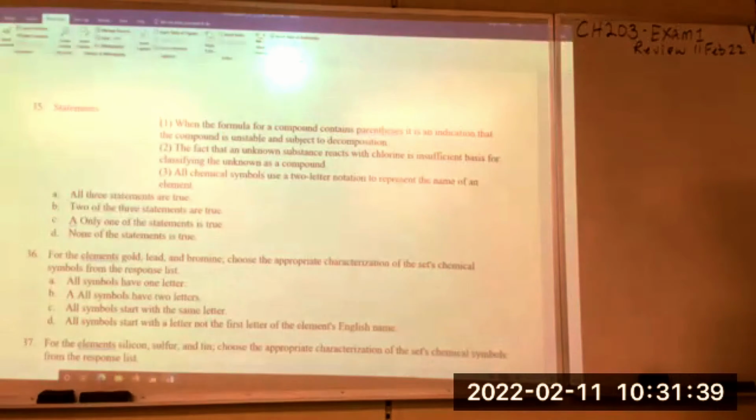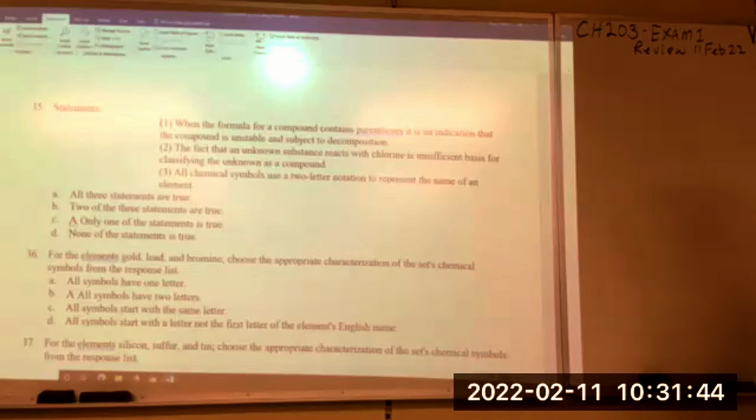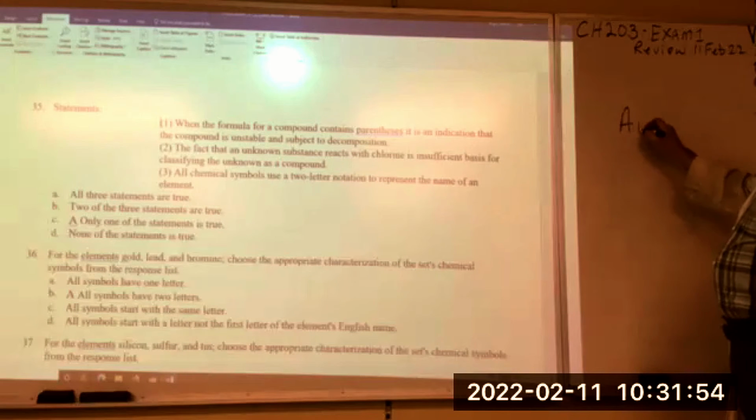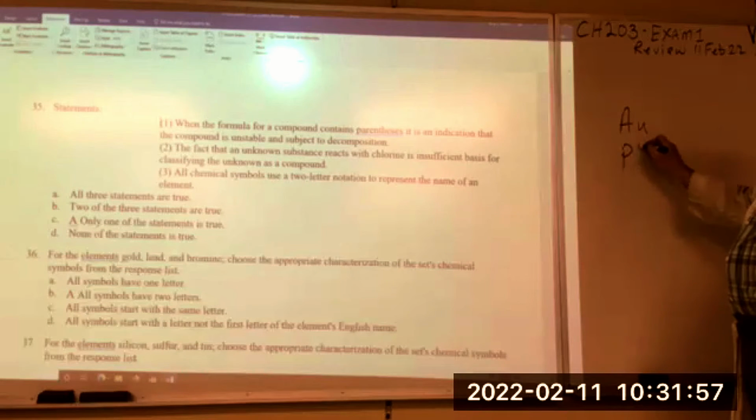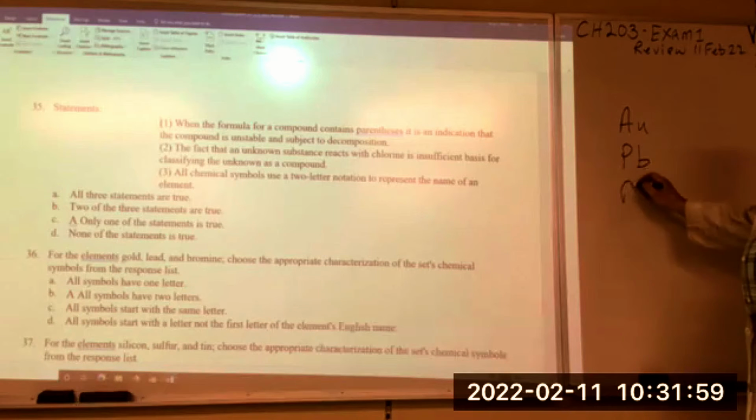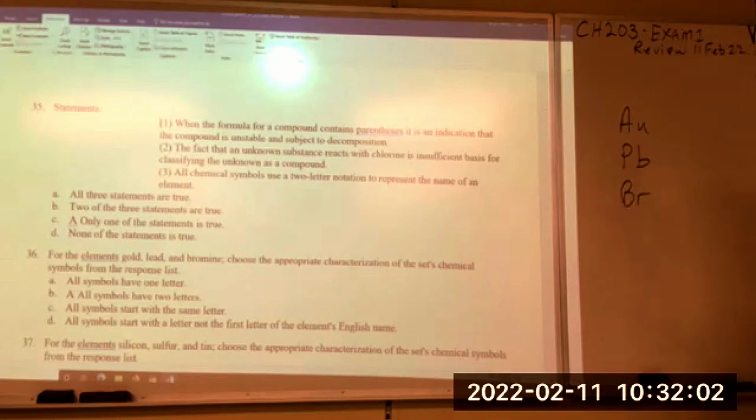36, the elements gold, lead, and bromine. For these elements, choose the appropriate characterization of the set's chemical symbols from the response list. Let's see. Gold is aurum, lead is plumbum, and bromine is Br. Okay, all symbols have 1 letter. No, all symbols have 2 letters. Yep. All symbols start with the same letter. Nope.